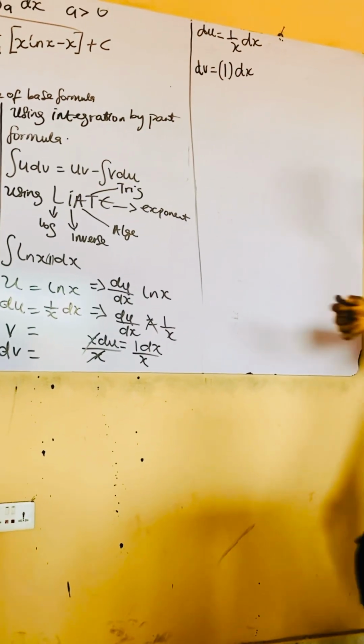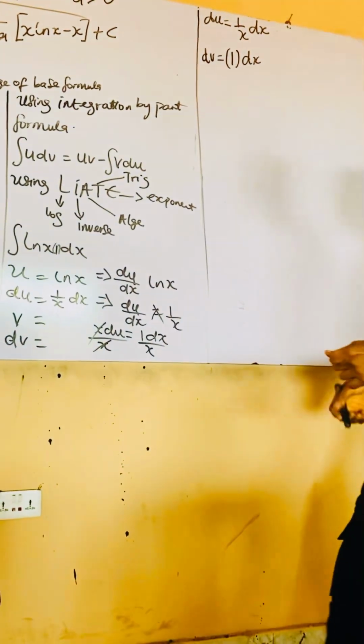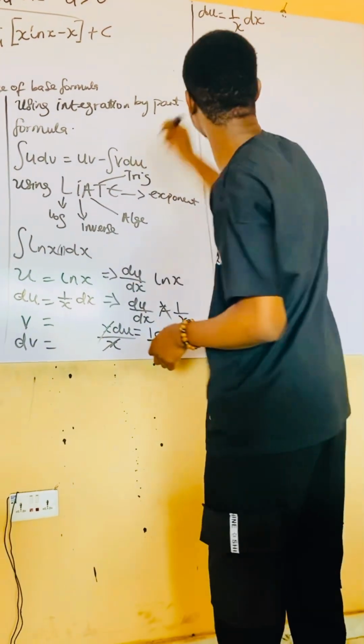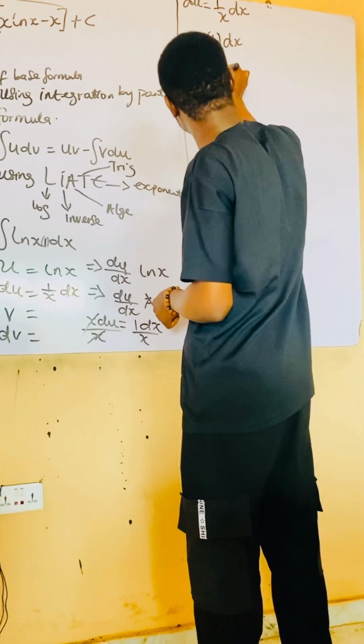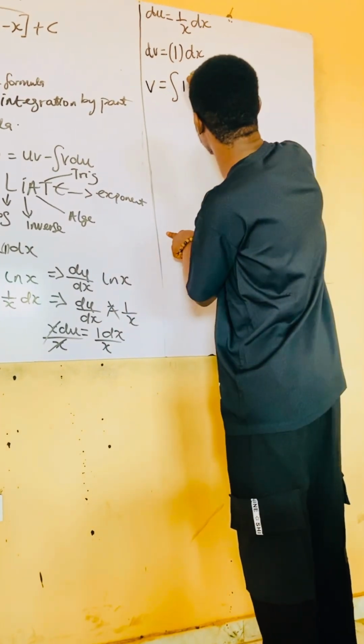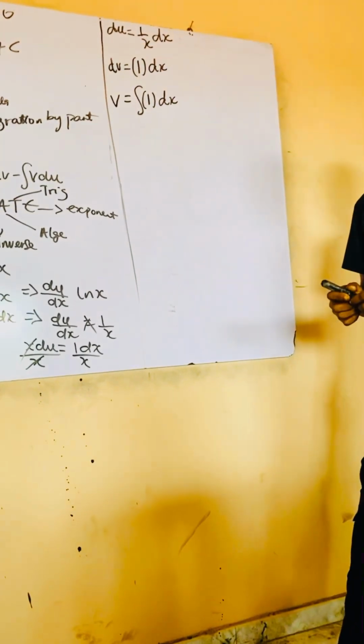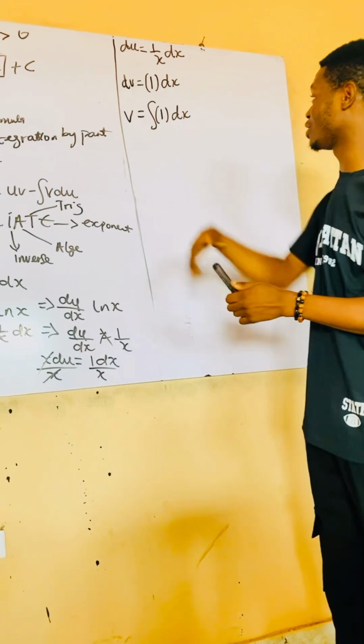Are you there? So we have attached 1 here, so our dv is 1 dx. Now our v will be the integral of this dv, which is the integral of 1 dx. So let's integrate the integral of 1 dx.